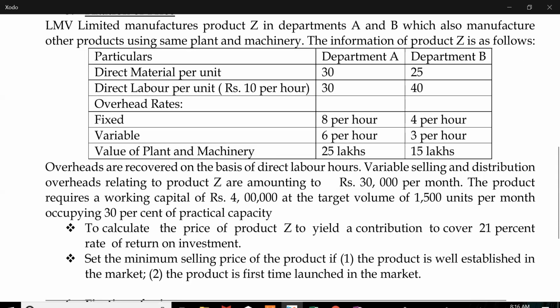Go through this and do part 2 first. Well established and first time launched. Complete that. That information is needed for me to do part 1. Go through and try to do part 2.